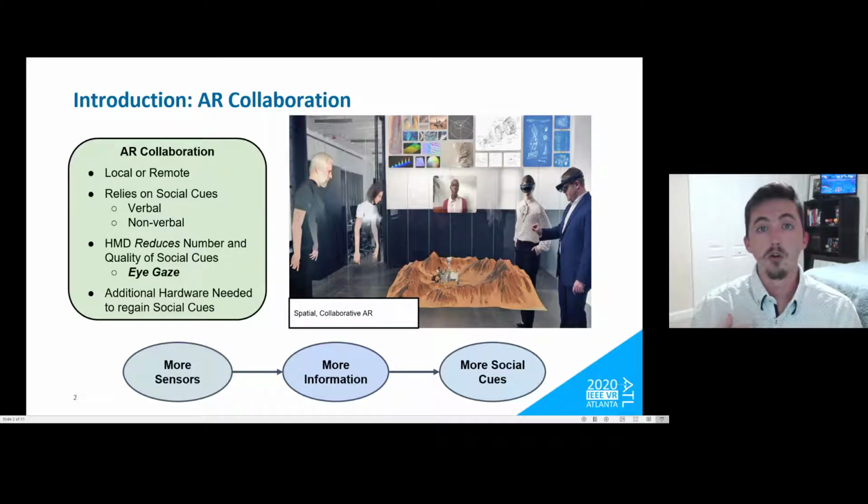So you don't exactly know where they're looking. They could be facing you, but they might be looking at something way far off in the distance behind you. So we suggest using different eye trackers and depth sensors to regain some of these social cues.